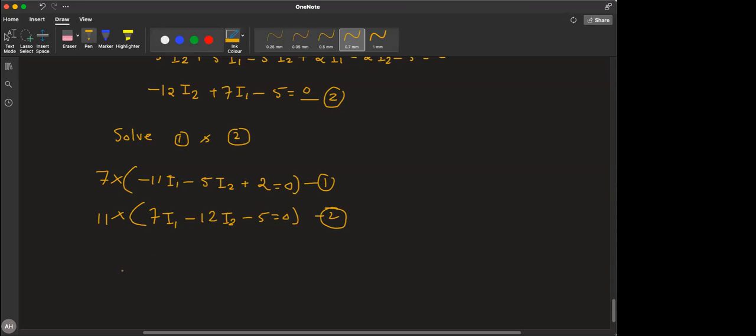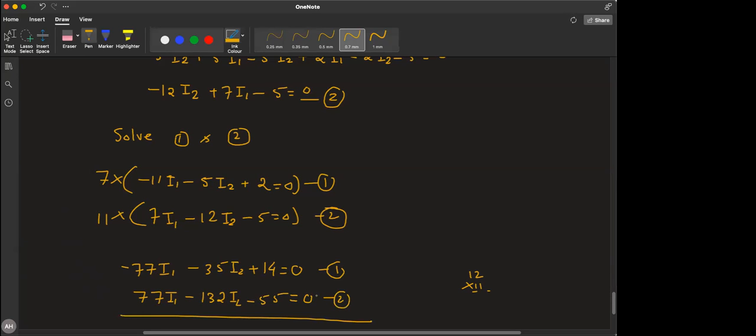So when you multiply it with 7, this would be minus 77I1 minus 35I2 plus 14 is equal to 0. That's my first equation. Then you have 77I1 minus 11 into 12. How much is 11 into 12? 120 and 12, 132. 132I2 minus 55 is equal to 0. Now we can add them up.